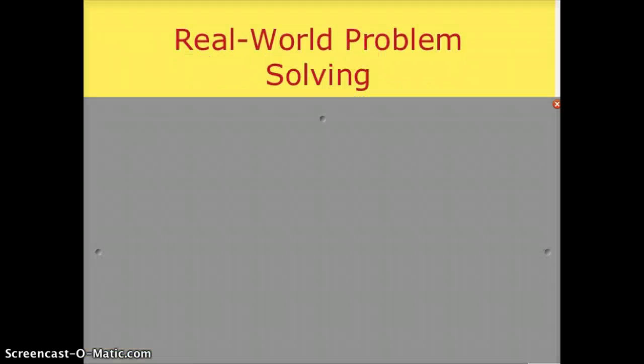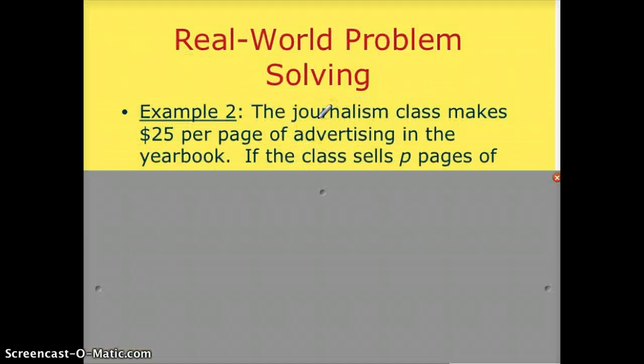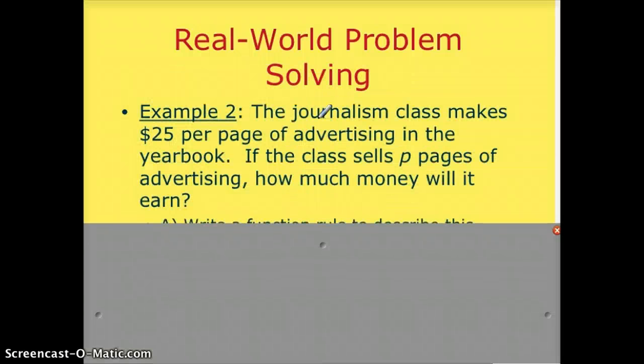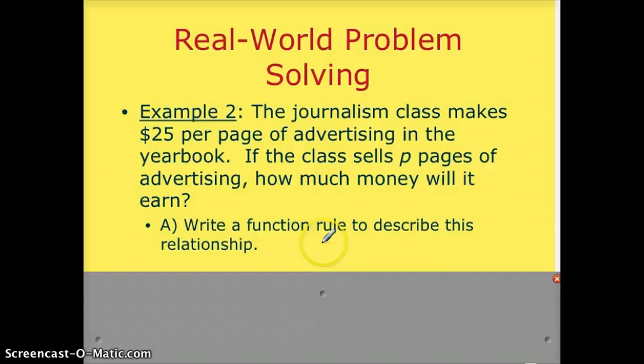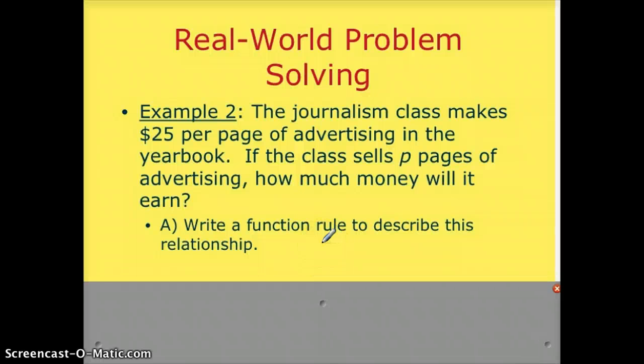Okay, real world problem solving. Let's try to solve a problem. So here's the journalism class. They make $25 per page of advertising in the yearbook. If the class sells P pages of advertising, how much money will it earn? So I'm going to write a function rule for this. You guys have done a good job with this so far. So I'm going to say P is the pages. You try to do this on your own too, please. I'm going to call M of P the money earned.